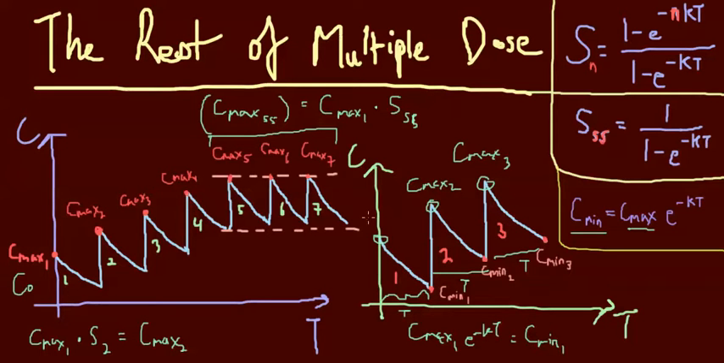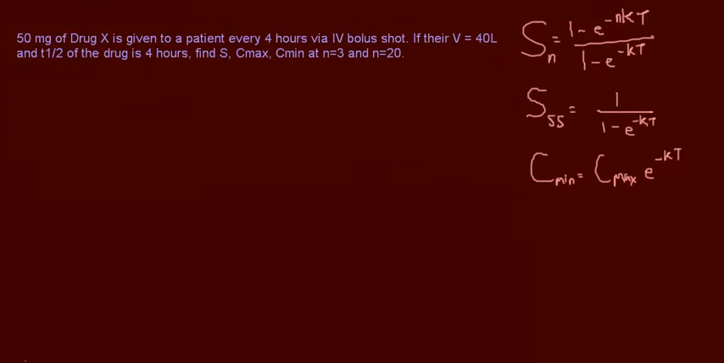Okay, so I actually want to do a problem. So right here is the problem. I usually do them last, but I kind of wanted to do it first. So you've got 50 milligrams of drug X given to a patient every 4 hours via IV bolus shot. If their V is 40 liters and the half-life of the drug is 4 hours, find S, the accumulation factor, find C max and C min at n equals 3 doses and n equals 20 doses. So we'll work with the 3 for now, right? And I kind of just have the equations here for your own reference.